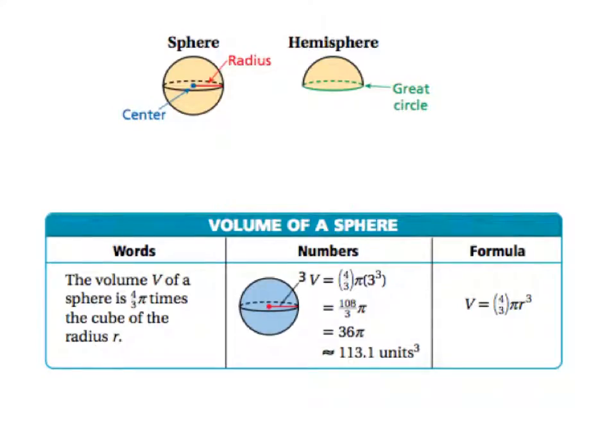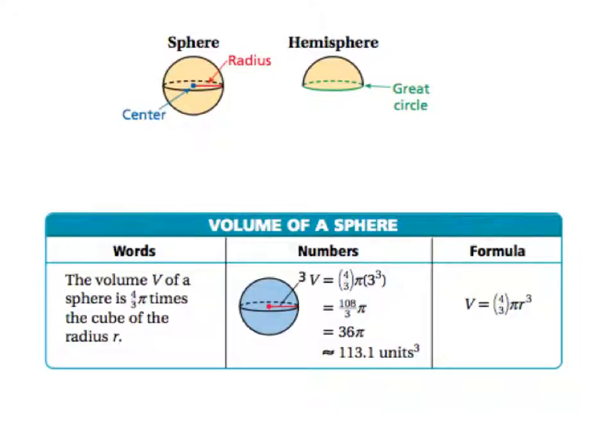The main thing that you guys need to know is that we have a sphere, which is a circular object. It's basically like a tennis ball or a basketball. The center is the very middle of that sphere, and from the center to the edge is the radius. So that radius goes all the way around this circle.